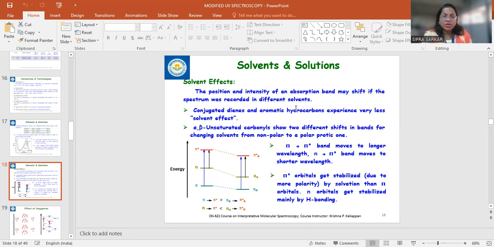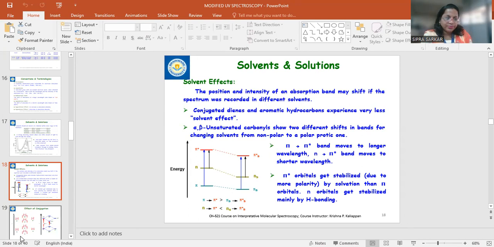Alpha-beta unsaturated carbonyl compounds show different band shifts when the solvent changes from non-polar to polar protic, that is, a proton-donating solvent. Then some shift will be shown: the pi to pi star band moves to a longer wavelength, and the n to pi star band moves to a shorter wavelength. The n orbitals get stabilized due to the higher polarity of the solvent, mainly by hydrogen bonding.